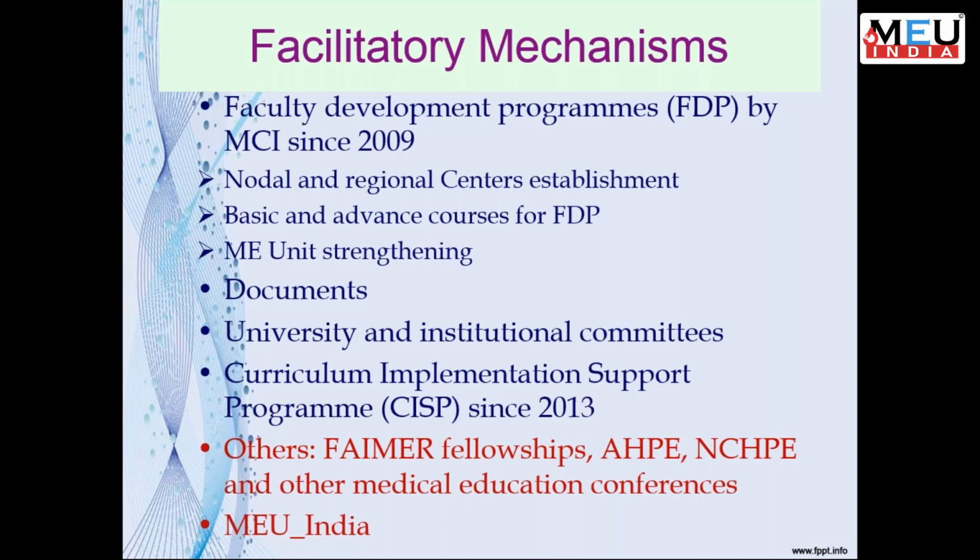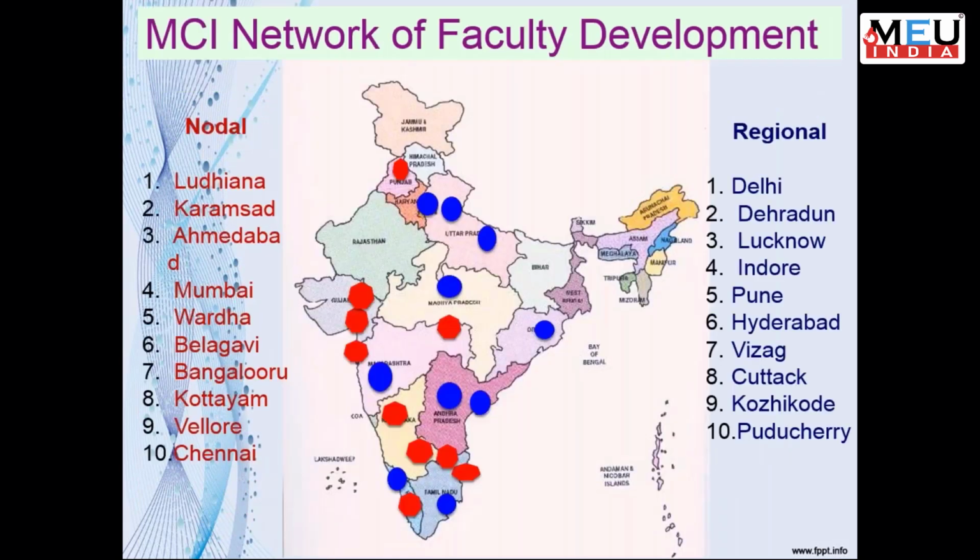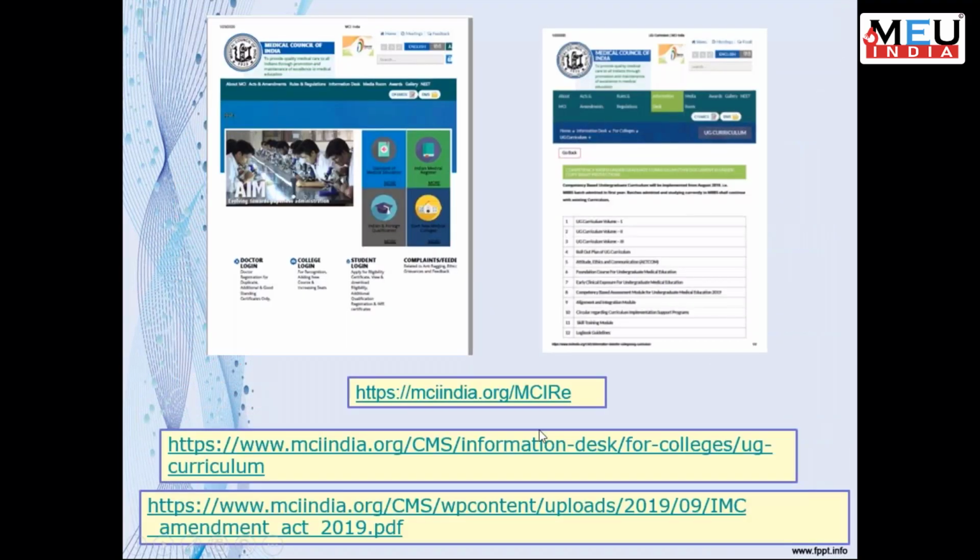Now, if you haven't visited this site, I'm telling you that if you visit the MCI India site, you click on information desk, and then for colleges, and then for UG curriculum. So you will find a list of the UG curriculum volumes 1, 2, 3. Volume 1 is there for pharmacology. In addition to that, there are several documents.